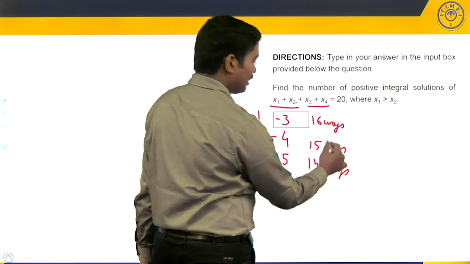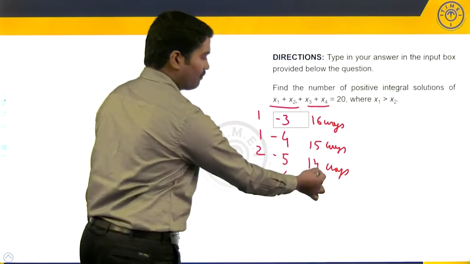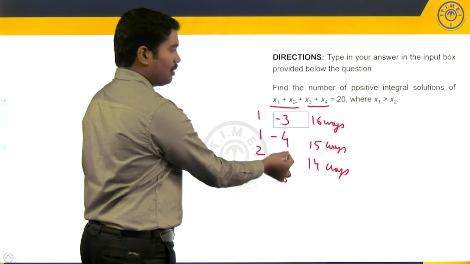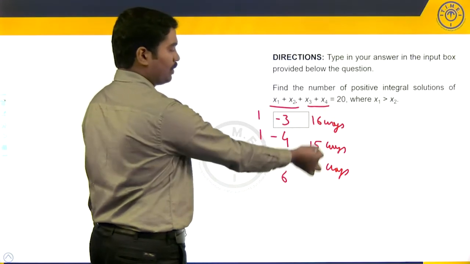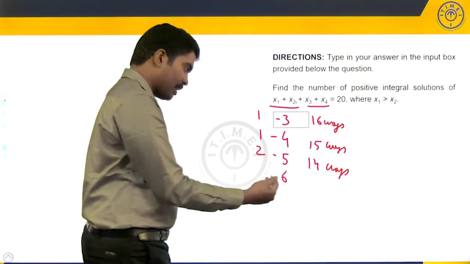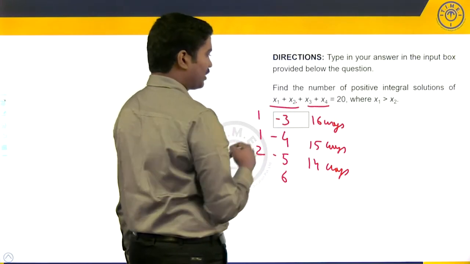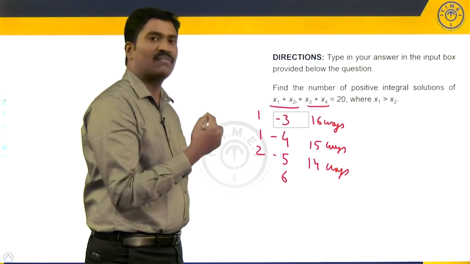Now, we see a certain pattern emerging, 16, 15, 14, 13 and so on. As one value here keeps increasing, that value keeps decreasing by 1. Okay. So, what about 6? If x1 and x2 sum is 6, half of it is 3.